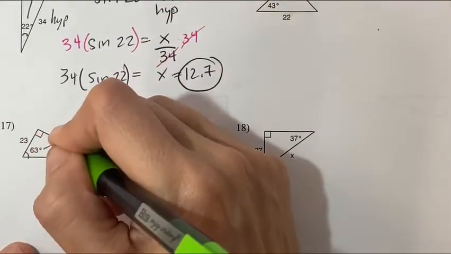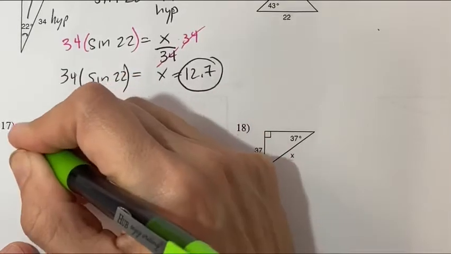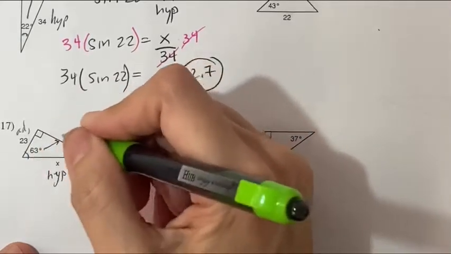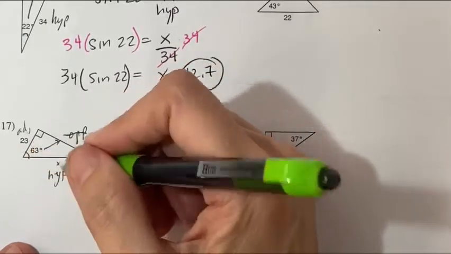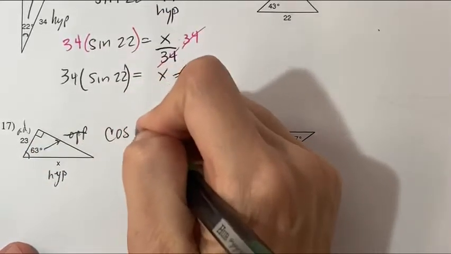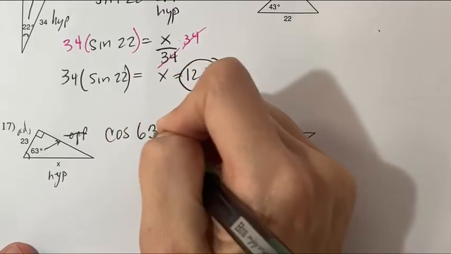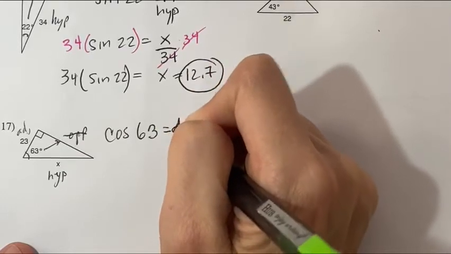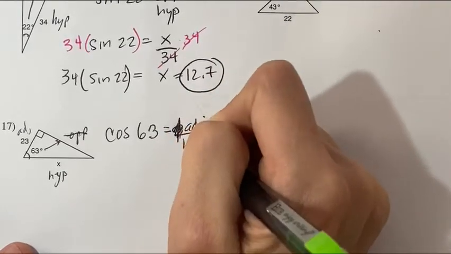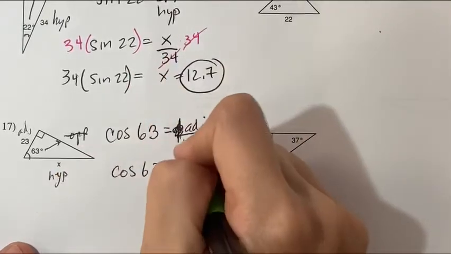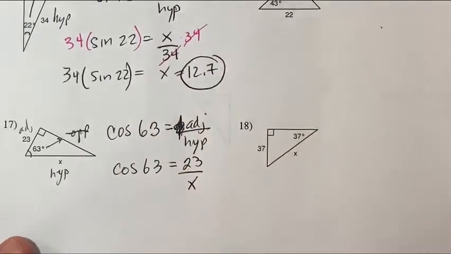So here's my reference angle. This would be opposite. This is adjacent, and then my hypotenuse is labeled x. So I need a trig function that has adjacent and hypotenuse in it. That should be cosine. So cosine of 63 is actually adjacent over hypotenuse. So cosine of 63 would be, the adjacent is labeled 23, the hypotenuse x.